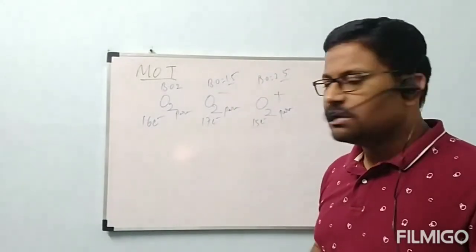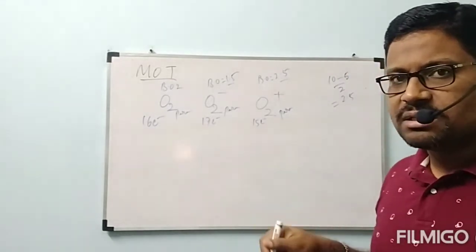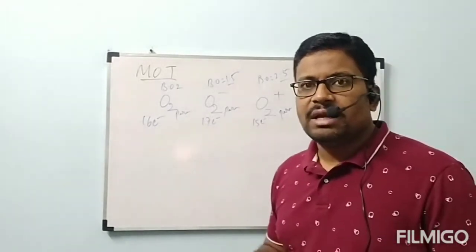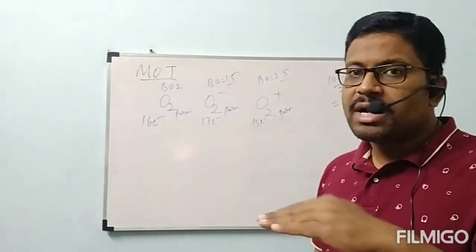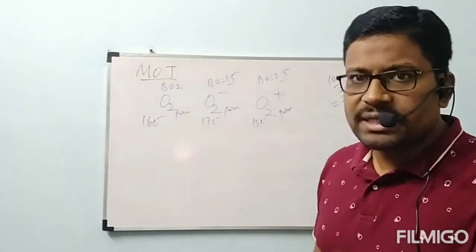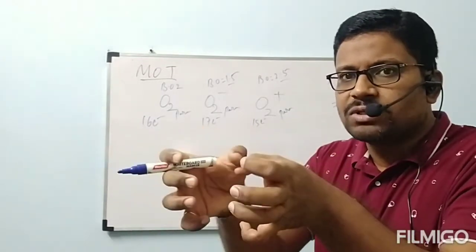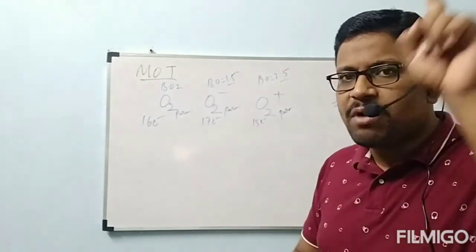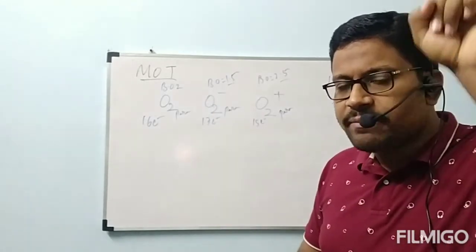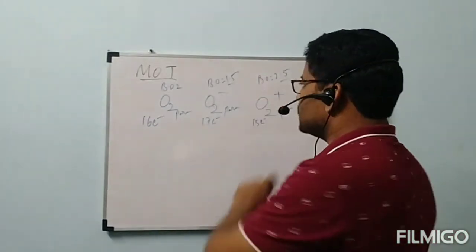Now what happened here? What is the question I asked? Arrange these particles in the increasing order of their bond length. When bond order is increased, number of bonds increases. Number of bonds increases means the two particles will come closer, because of that bond length decreases. So high bond order, lower bond length. High bond order is contained by O2 plus.